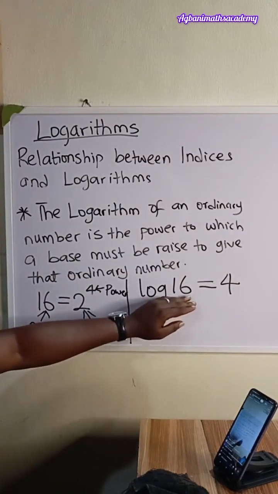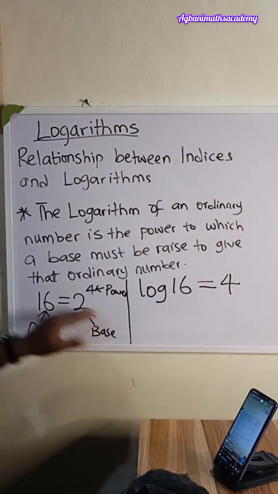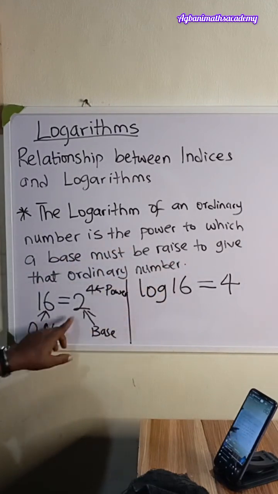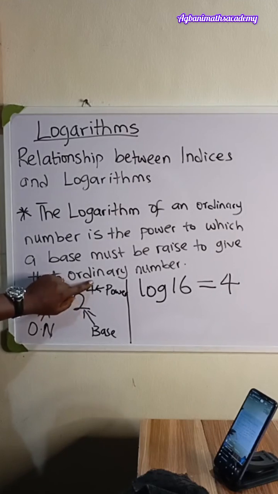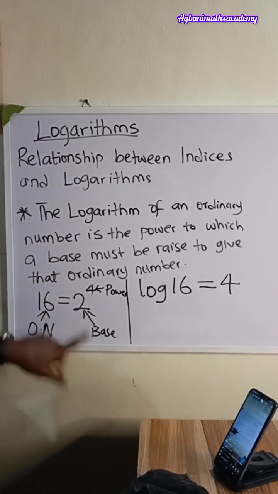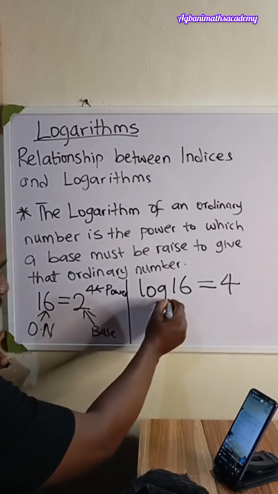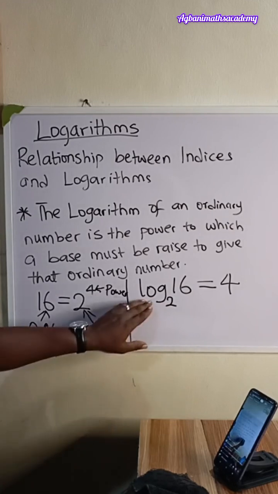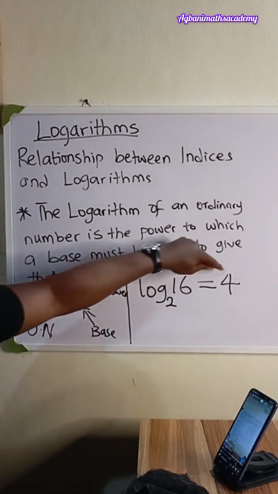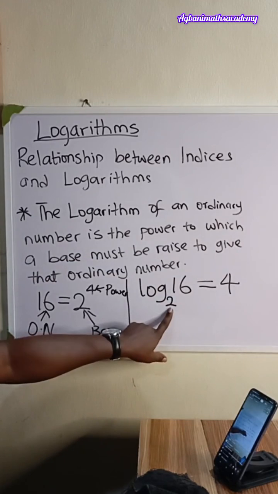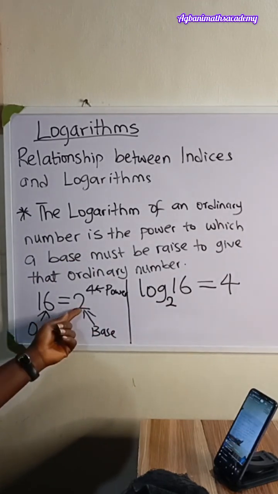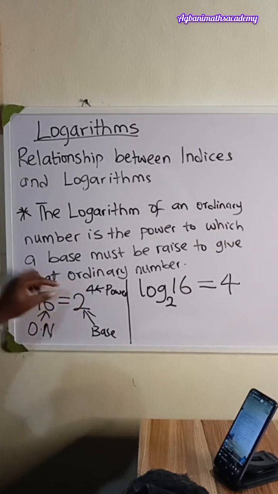The logarithm of an ordinary number is the power to which a base must be raised to give that ordinary number. So this is the base raised to that power to give the ordinary number. Since this is the base in logarithmic form, it is written as a subscript here.